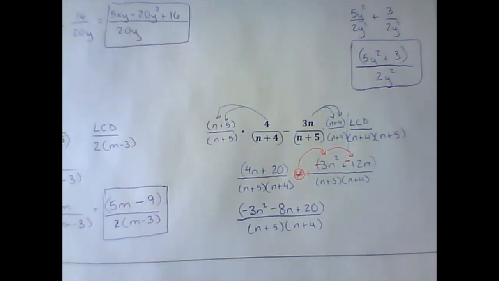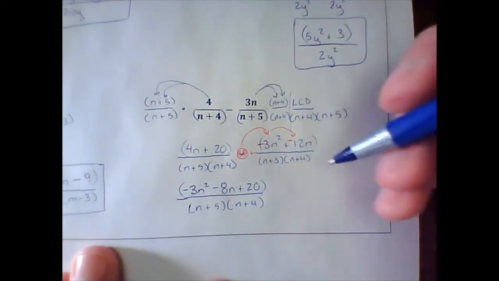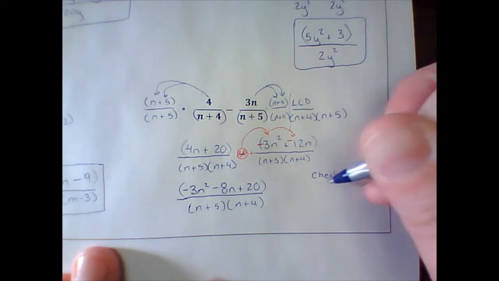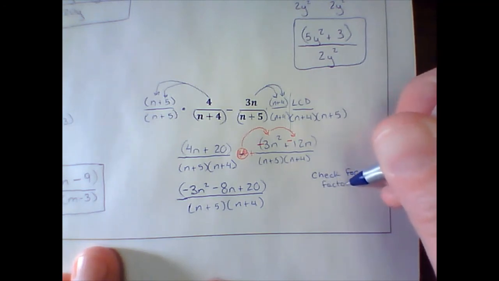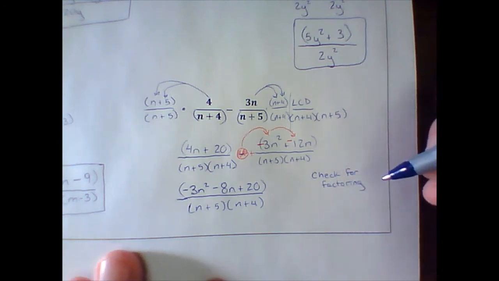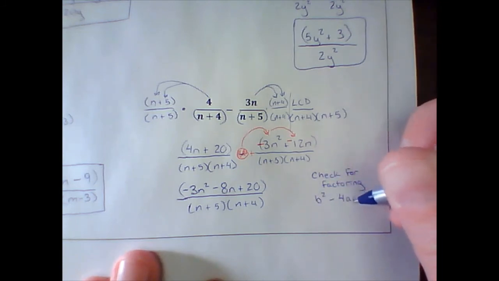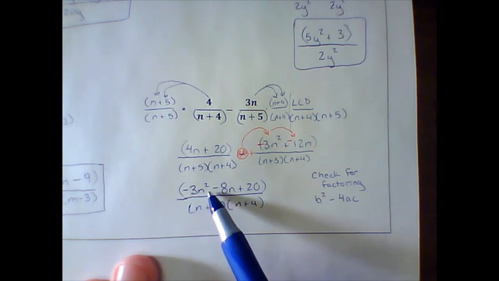Now, at this point, this is where you say, hey, can this factor? Because look, there's an n squared, an n, and then a nothing. That's exactly what you need for things to factor. The question is, can it? Not everything can factor. So here's a quick way to check to see if something can factor. Okay, we're going to check to see if it can factor, and we're going to go back to that b squared minus 4ac that we learned about last unit.